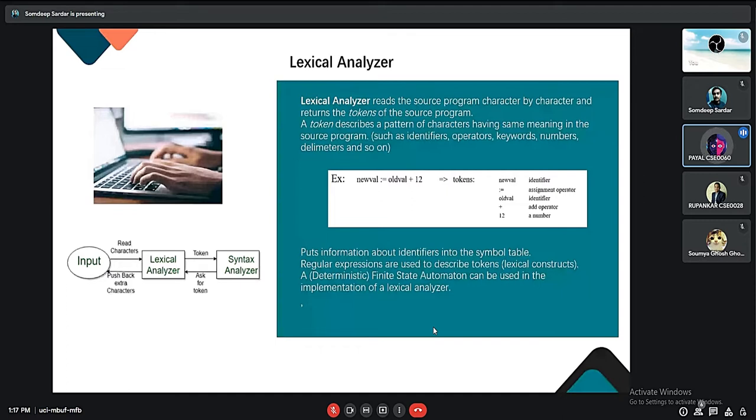As we can see in an example, newval := oldval + 12, the tokens are newval, which is an identifier, and this is the assignment operator. The oldval is also an identifier. The plus is the add operator, or the addition operator, and the 12 is a number. Here the lexical analyzer reads the characters, converts them into a token, and sends it to the syntax analyzer, which asks for the token and puts back the extra character into the input. Now, moving on to our next slide.